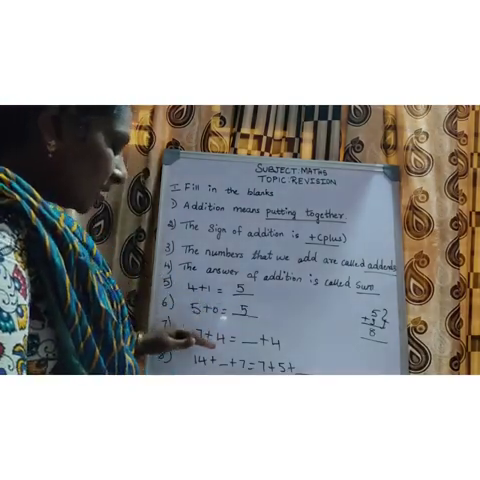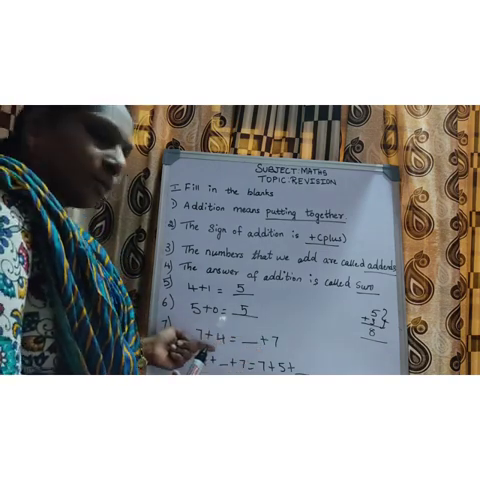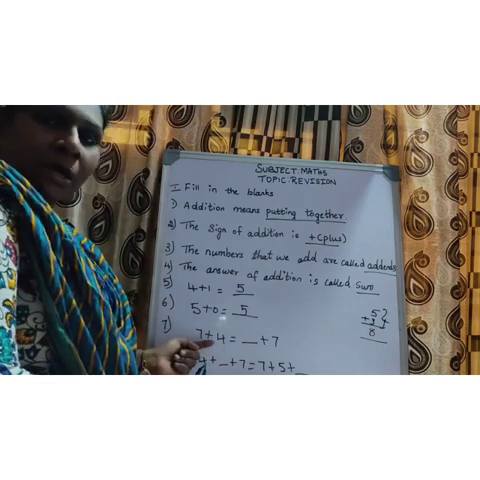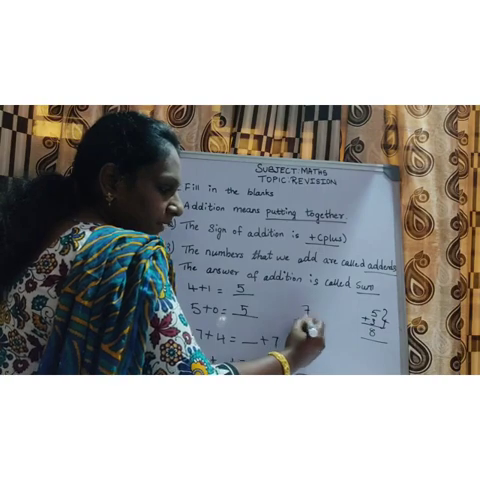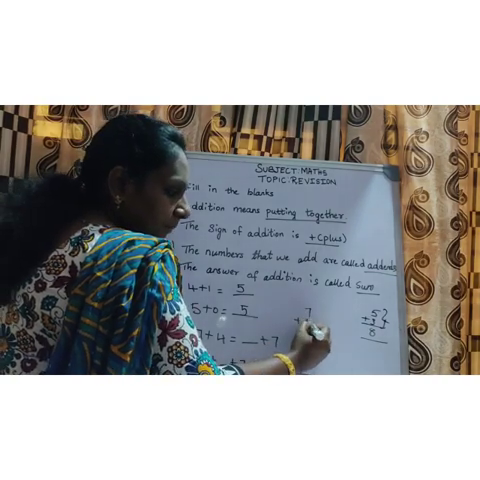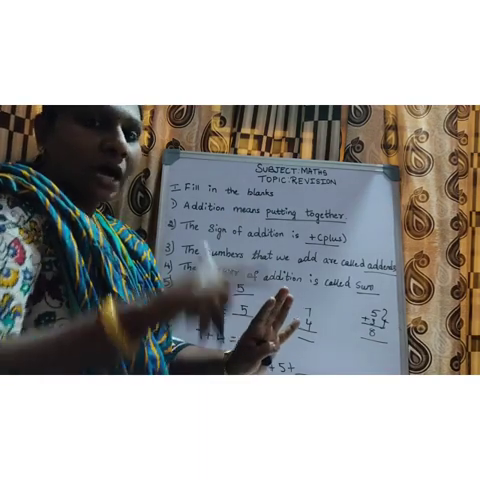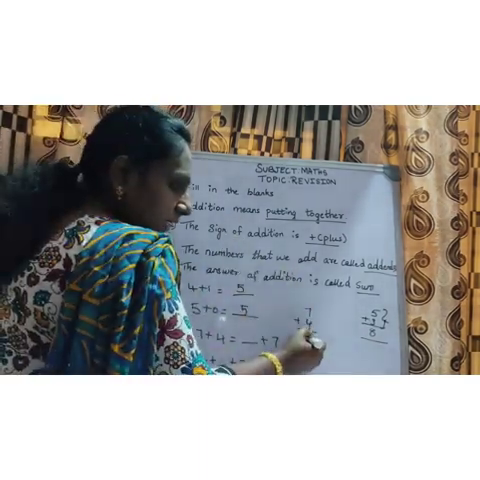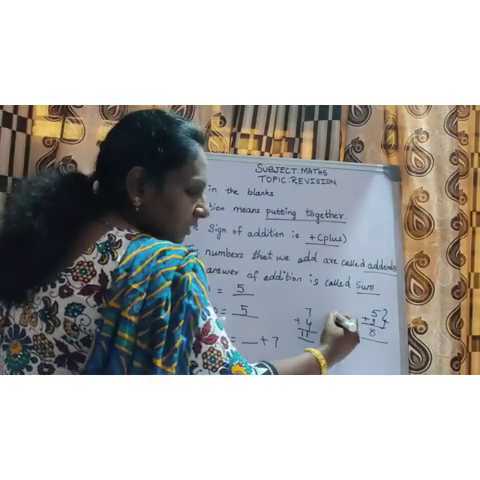Next, 7 plus 4 equals dash plus 7. This is also based on a property, children. Even if we interchange the numbers, the answer remains the same. I will show you. 7 plus 4 equals how much? 7 in your mind, 4 show on your fingers. After 7: 8, 9, 10, 11. So the answer is 11. So write here 11.